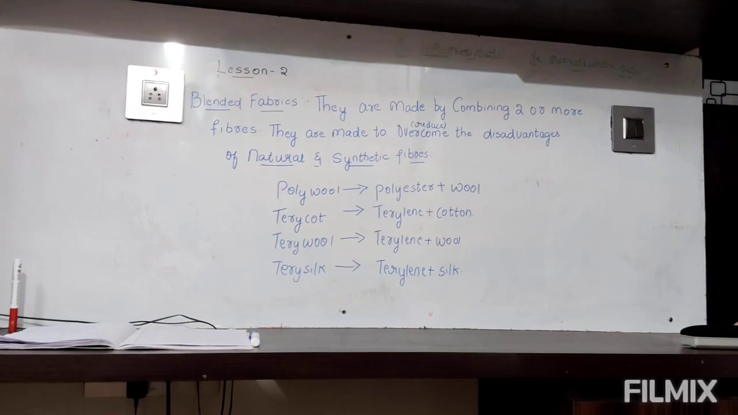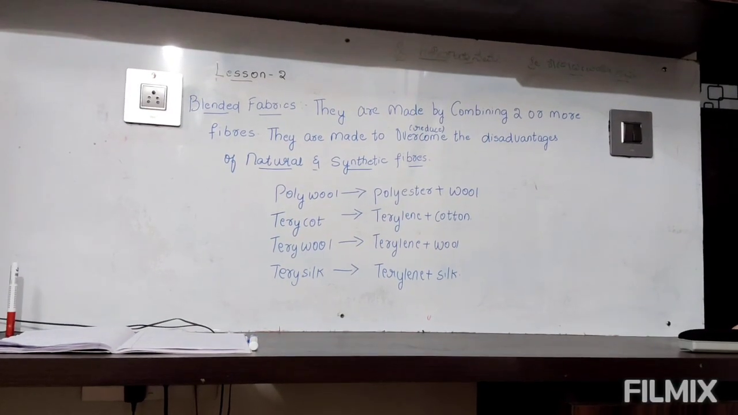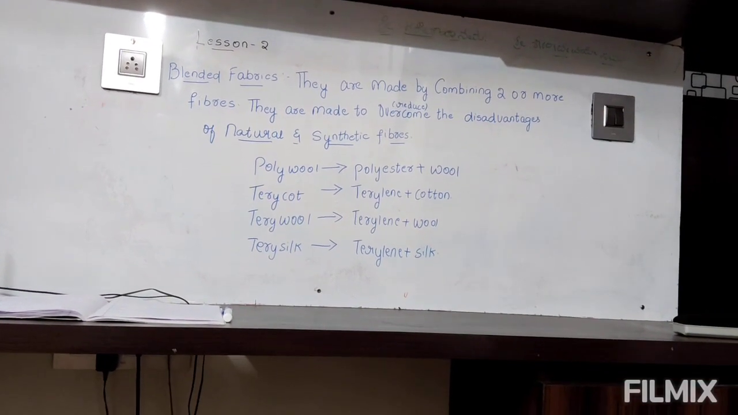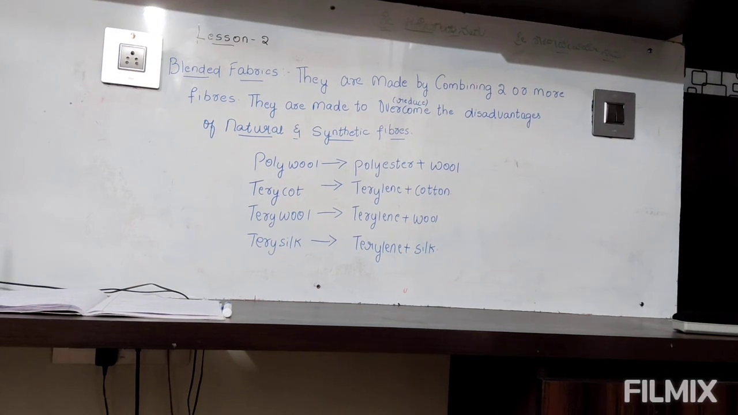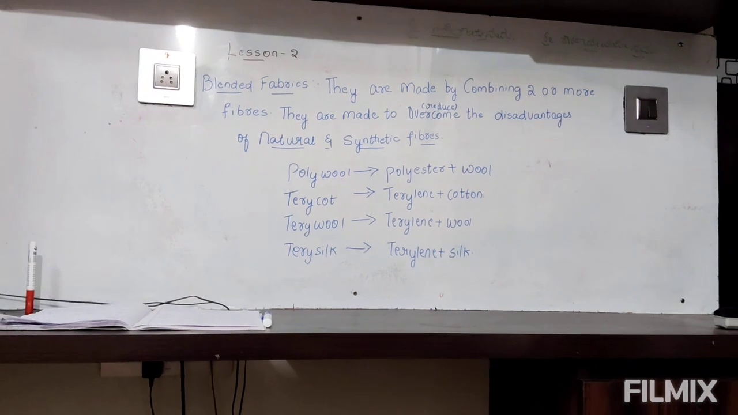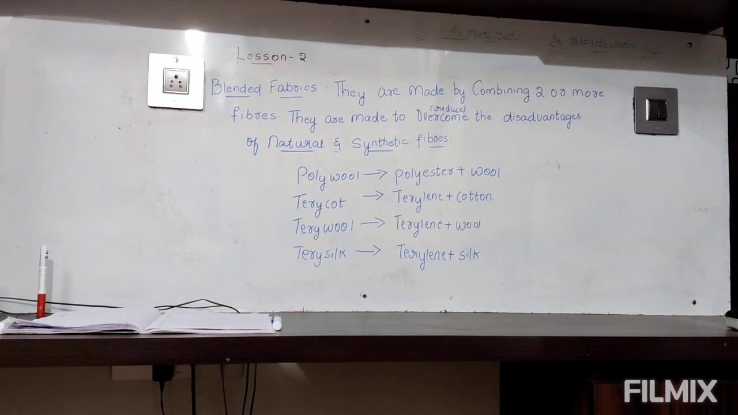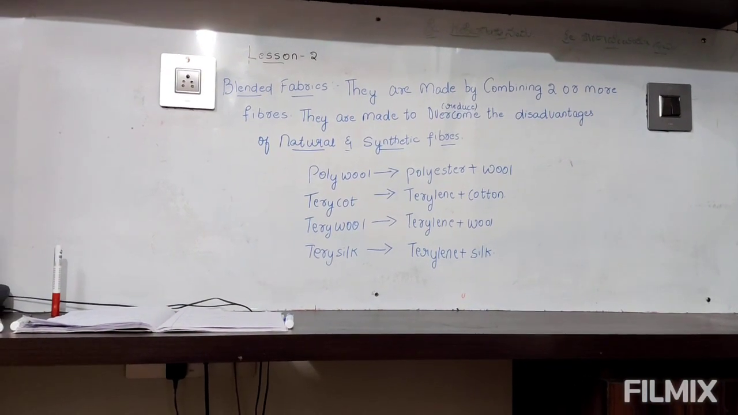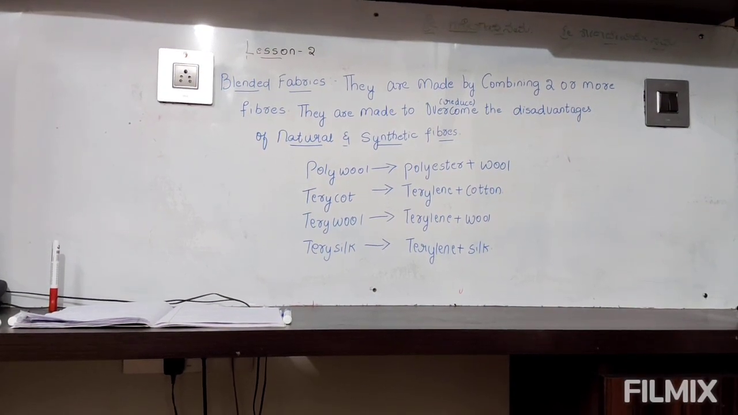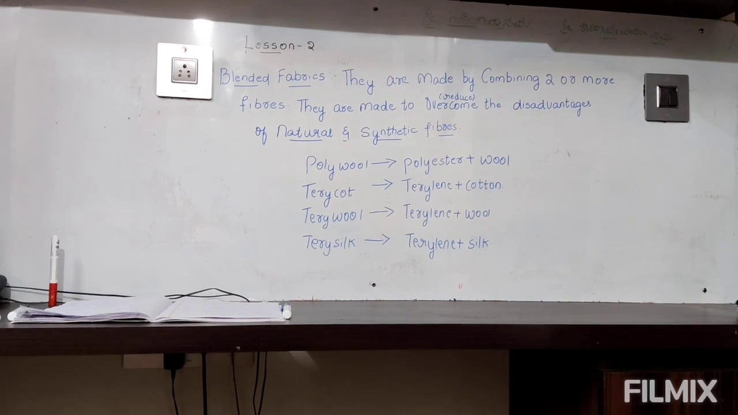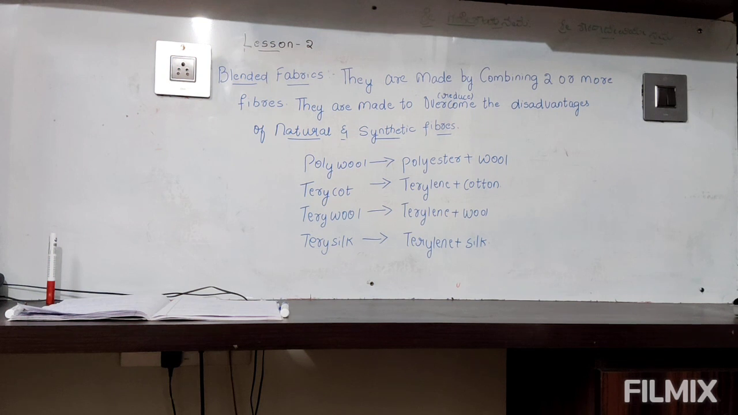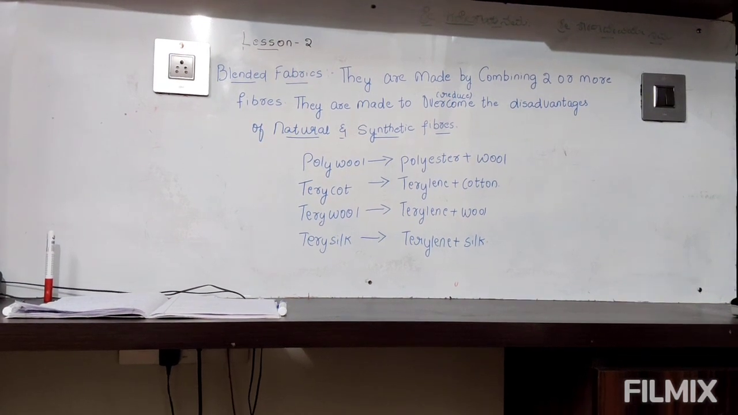We are going to study one interesting topic, that is blended fabrics. So, what are these blended fabrics? They are made by combining two or more fibers. What are those two or more fibers? See, polyester is one fiber and wool is one fiber. One is natural and one is synthetic, isn't it? Together they form polywool. Can you see the example below?